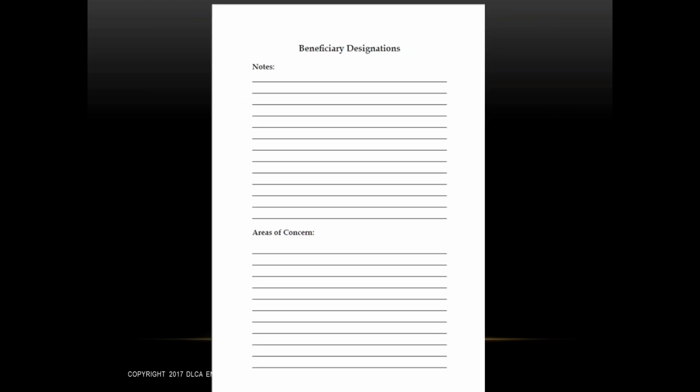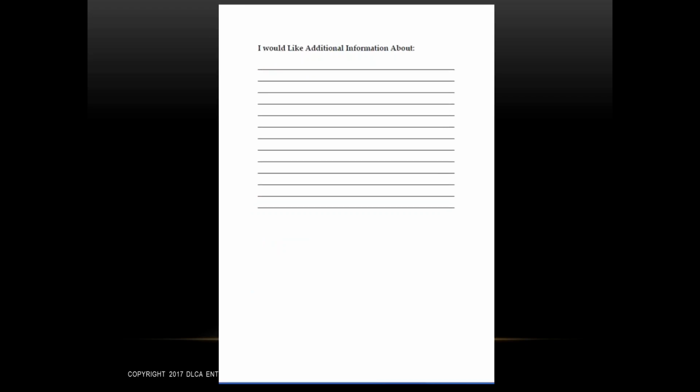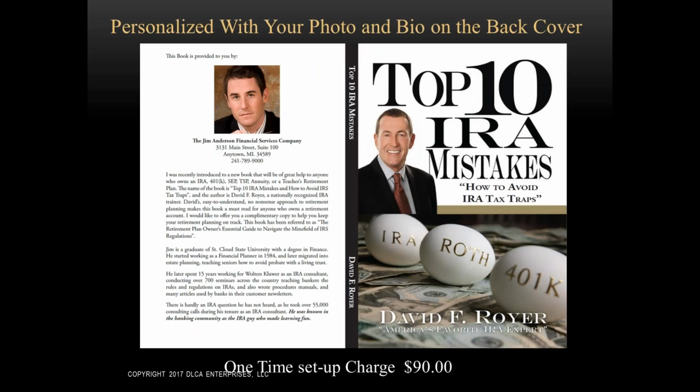At the end of each chapter of the book, now we've made it interactive. For example, at the end of the chapter about designating beneficiaries, there's a place where they can take notes. They can write down their areas of concern. On the other side of that page, they can write down any additional information they would like. So when you give them this book, you point out the fact that they need to make their notes, put their concerns, and write down any additional information that they'd like when you visit with them again. And when you come back, you're going to answer all of their questions, address their concerns, and provide whatever additional information they ask for. Very non-threatening approach.